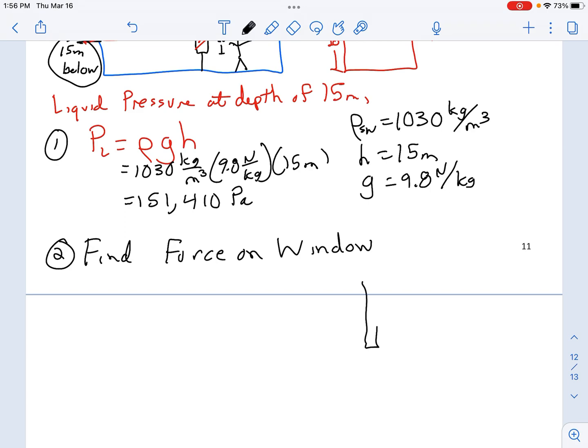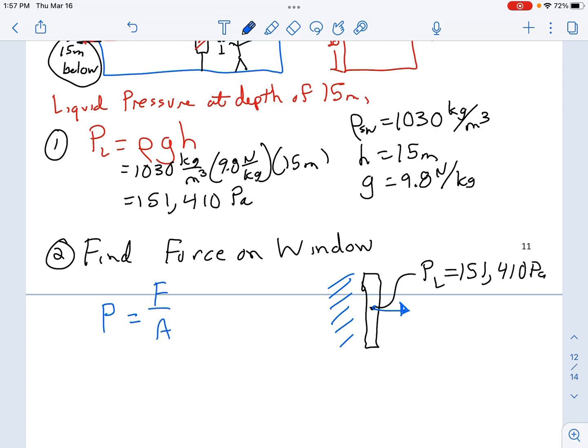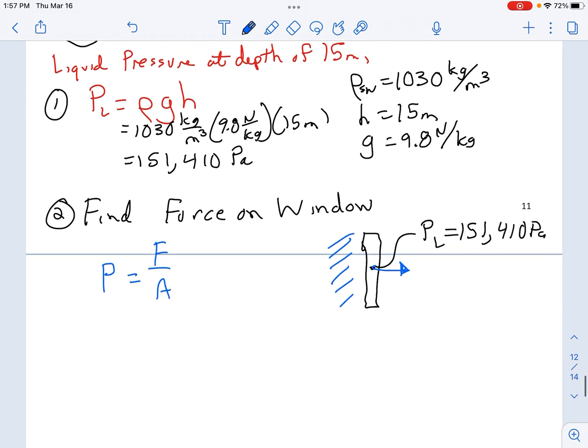Well, if we look at that window, we know the liquid pressure at the middle of the window is what we just calculated. So there's a certain amount of force pushing in from the outside water. And so we can calculate that by taking force over the area. This is exactly the same thing we did with the cap that was on the end of the pipe at the bottom of the water tank. So we have 151,410 pascals.